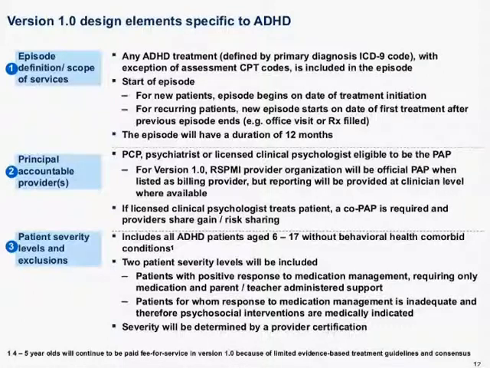Episode definition and scope: the first thing that I've already pointed out is that the episode is a duration of 12 months. Because it is really medication-concordant, guideline-concordant care, the episode needed to be longer in order to be able to see that medication is titrated and given effectively.